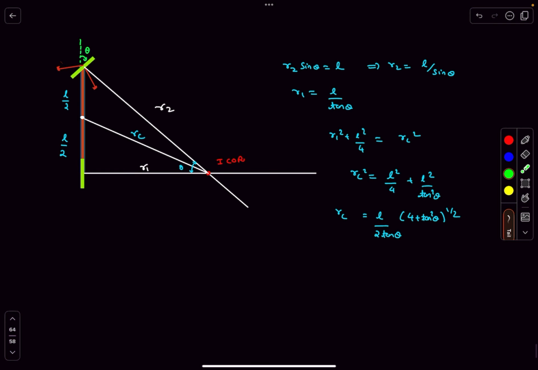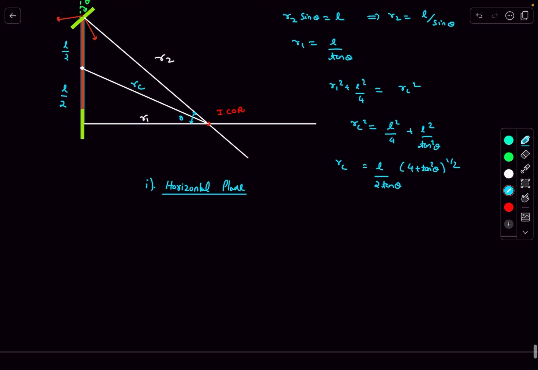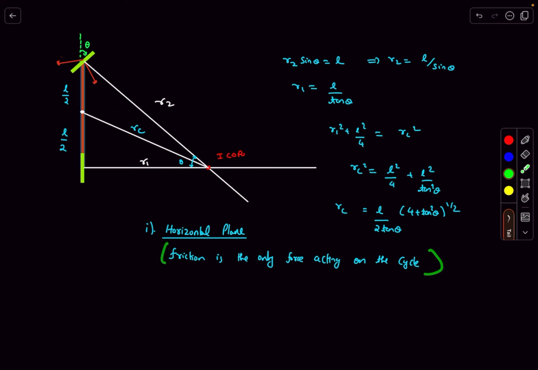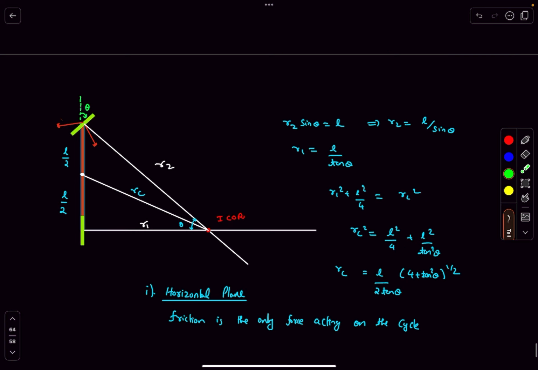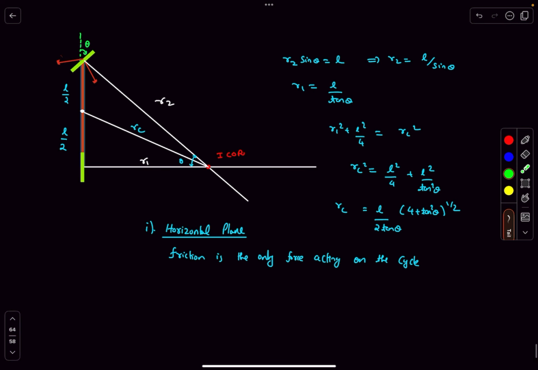Now the second question was asking us about the friction force acting on the particle. If we observe along the horizontal plane, the only force acting on the body is the force of friction. We can easily say that friction is the only force acting on the cycle, because the other forces, normal and mg, are in the vertical plane. Now, there will be friction acting on the front tire and friction acting on the back tire, both of some different magnitudes, f1 and f2. But what they want is the total friction acting on the cycle.